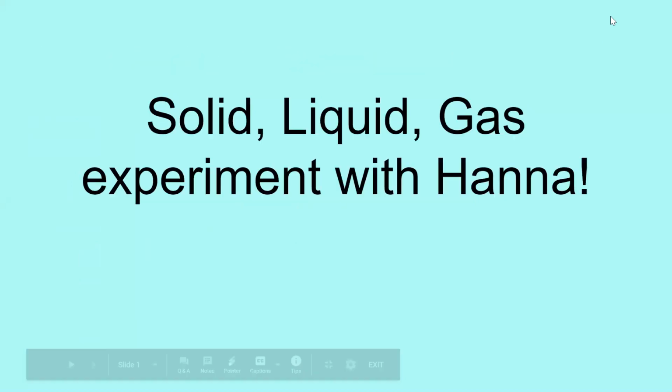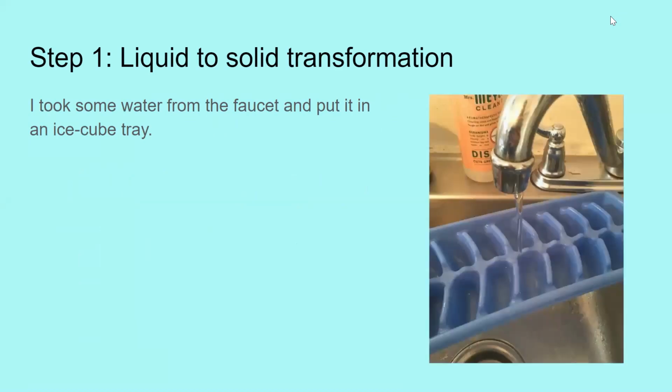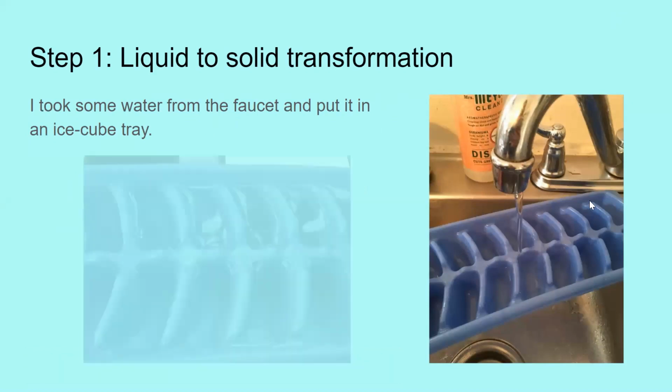Okay, so solid, liquid, gas experiment with Hanna. First step was liquid to solid transformation. So I took some water from the faucet and put it in an ice cube tray. This is a faucet, this is my water, and this is my ice cube tray.